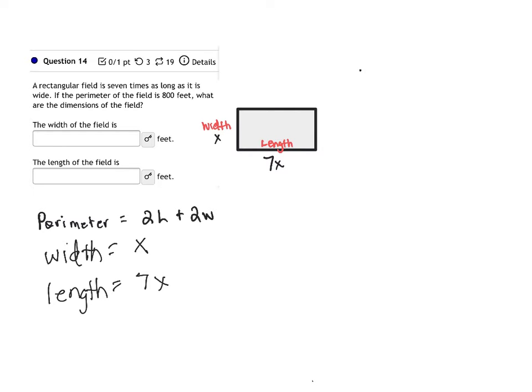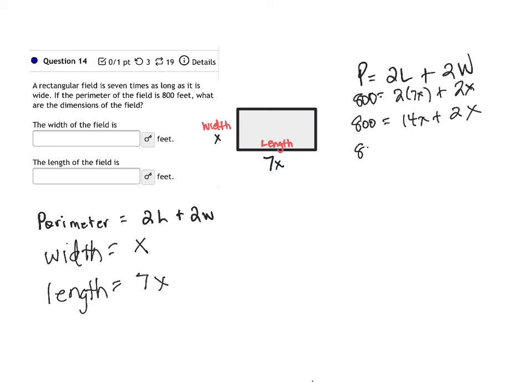So now our perimeter formula is perimeter equals 2 times the length plus 2 times the width. That's because we have 2 sides that are length and 2 sides that are width. They tell us the perimeter is 800 feet. The formula for the length is 7x, so 2 times 7x plus 2 times the width, which is x. So 800 equals 14x plus 2x. 800 equals 16x.